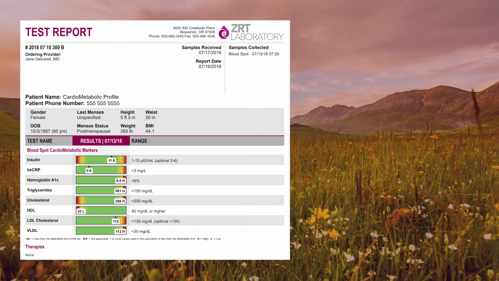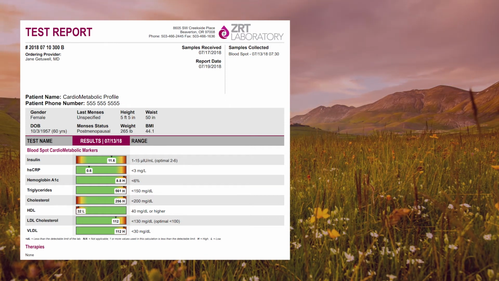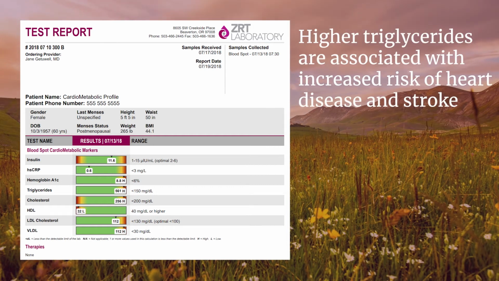Next up, we have fasting triglycerides. Fasting triglycerides reflect the storage of excess calories as sugar, 3 glycerides on an acyl backbone. We ideally want these to be below 150. Newer research is actually pointing to lower levels as ideal, possibly below 100, and some people are even aiming for 70. Higher triglycerides are associated with increased risk of heart disease and stroke, and are often found in untreated diabetes and in our patients who are obese.